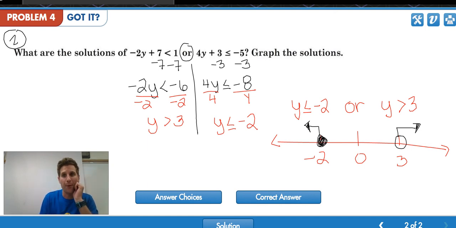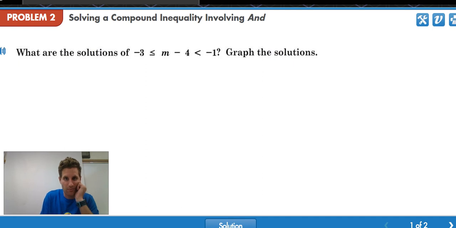Let's continue. Okay, problem number 3. What are the solutions of this graph? Now notice that it's already written in that and form, where it's all together as one.